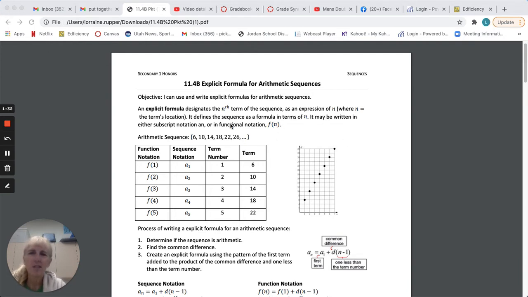So here we have this arithmetic sequence, 6, 10, 14, 18, 22, 26. Here's the function notation. Here's the sequence notation. This is the term number, and here are the terms. And here it is in graphic notation. So we have it in table, graph, or just a listing of numbers, a set of numbers.